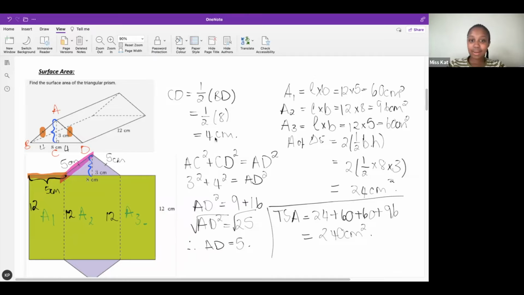Ma'am, I'm just confused. Where did you get the other 60? Oh, we did it twice. So you see area 3? This is also 5 centimeters. Yes, because this was an isosceles. Remember they showed us that these two sides are equal. So that was 5, but so is that. So the area 1 is 60 because of 12 times 5, but so is area 3 because of 12 times 5. Oh, I see. All right.